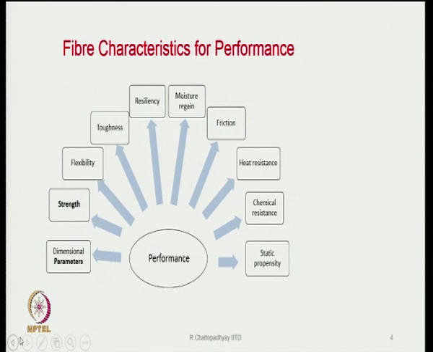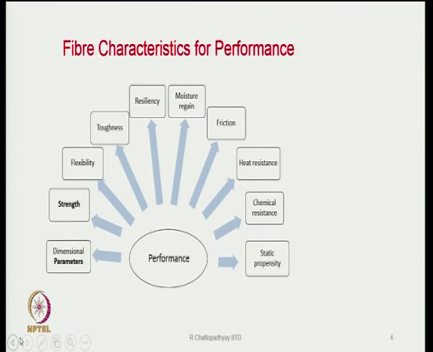Similarly, chemical resistance is another important property, because the environmental conditions could be such that the material has to be used under an acidic medium or an alkaline medium. So, we also have to see the chemical resistance of the material against many different types of chemicals with which the material or the product may come into contact. Then static propensity also could be important in some situations.